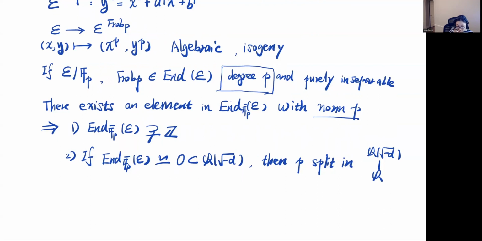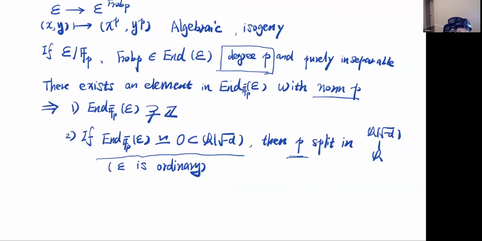So this tells you that if the endomorphism ring of E is isomorphic to an order of an imaginary quadratic field, then p has to split in this imaginary quadratic field. And if this happens, if the endomorphism ring of the elliptic curve over the finite field is of rank 2 over Z, then we say that E is ordinary.